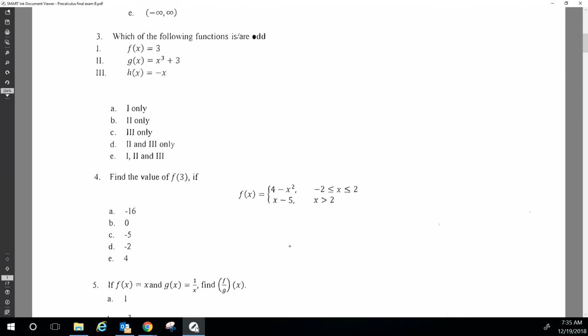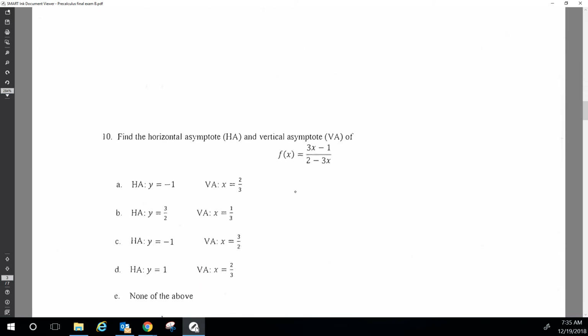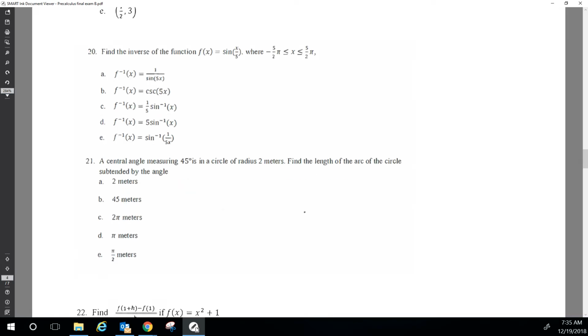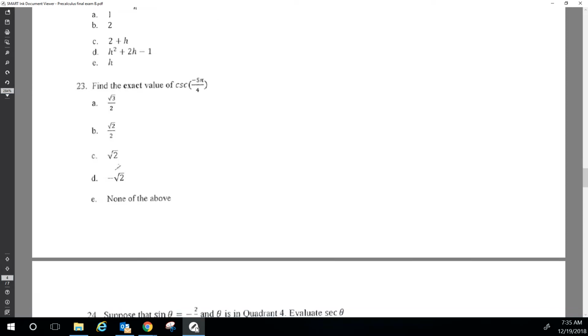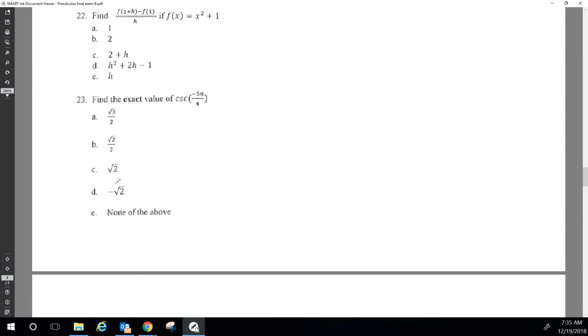This is review C. I think we left off yesterday at 22. So we're going to start this video with number 23. It says find the exact value of cosecant negative 5 pi over 4.